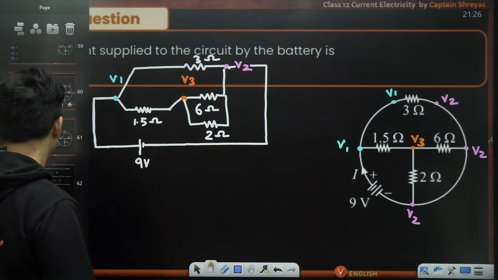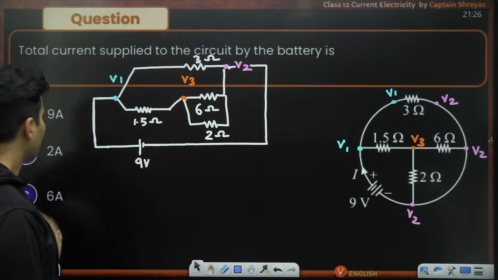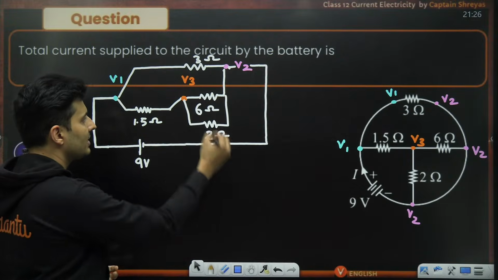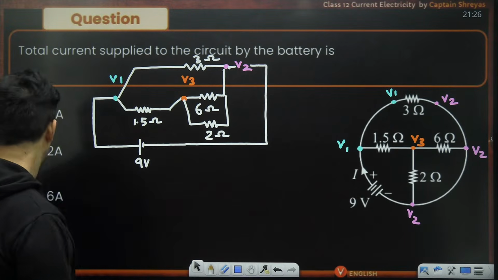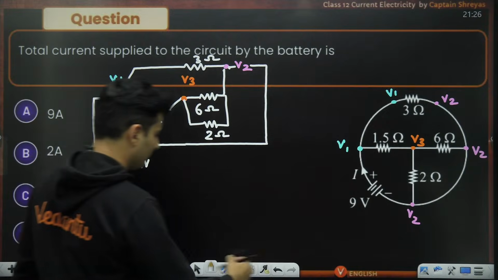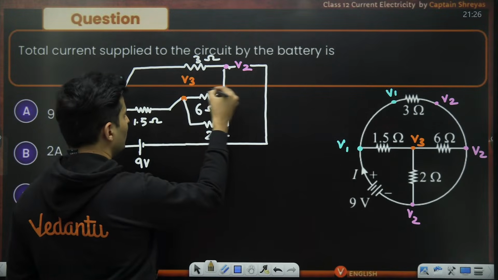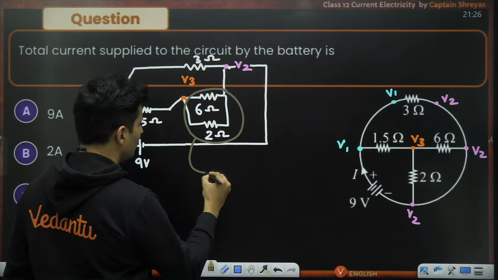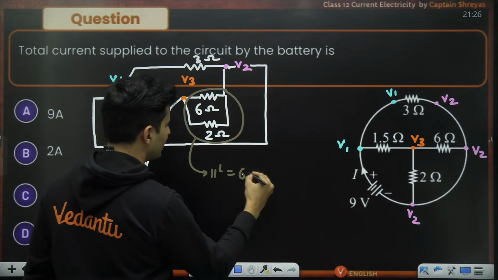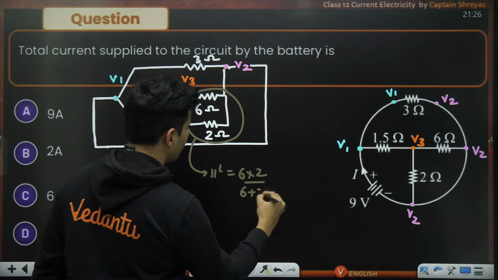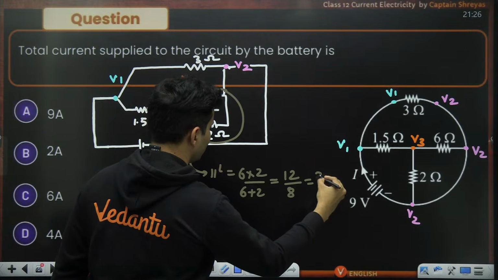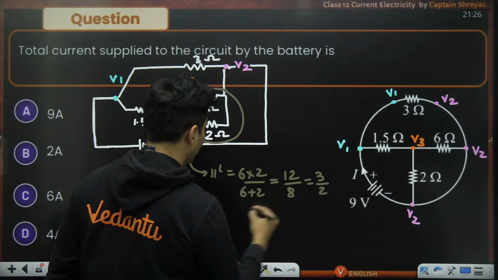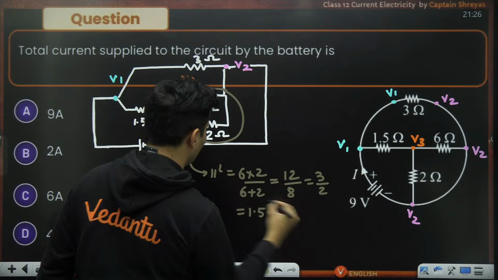So if this is there, then what do we do? Well, see, this 6 and 2 are basically in parallel. If you combine these two, which are in parallel, it will be 6 into 2 divided by 6 plus 2. 12 by 8 divided by 4 is 3 by 2, which is basically 1.5 ohms.